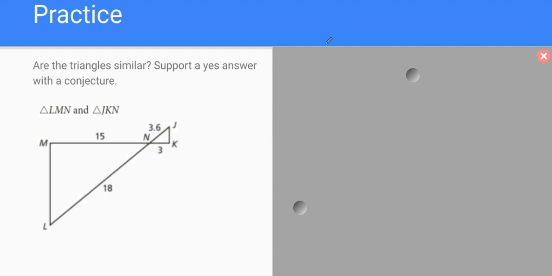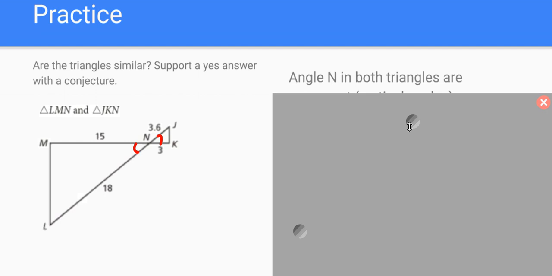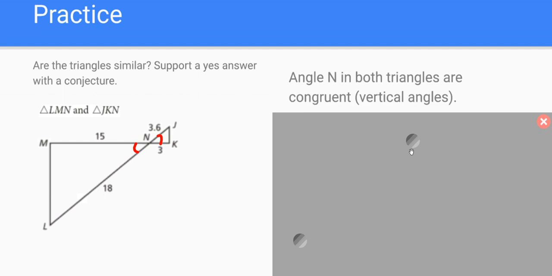Again, just like before, we want to put all the information we can in. We can say that this angle and this angle are congruent because they're vertical angles. So we know that angle N in both triangles are congruent because they're vertical angles. So we've got an angle in common. We don't have any other angles, but we do have sides.